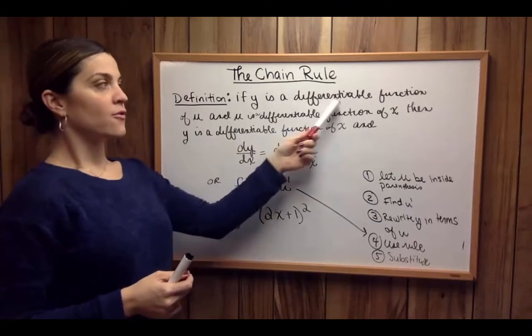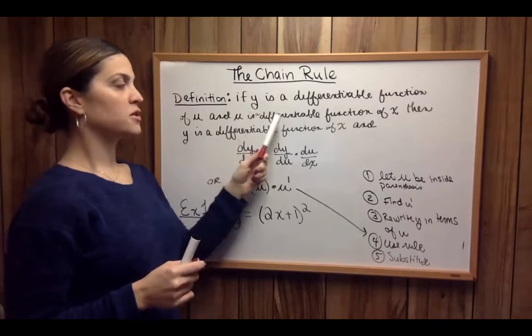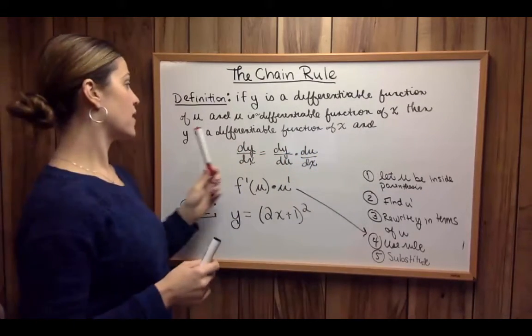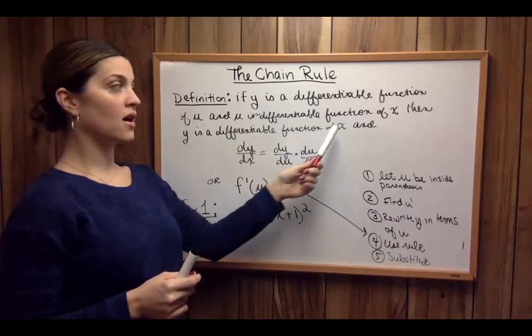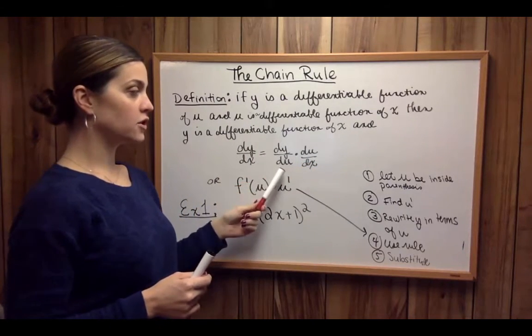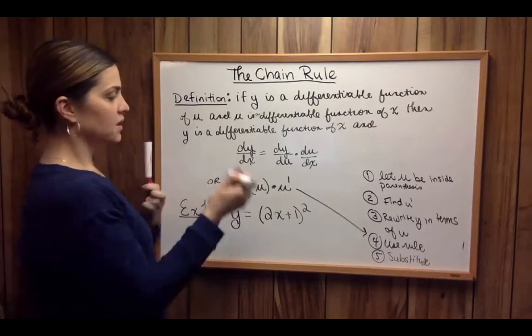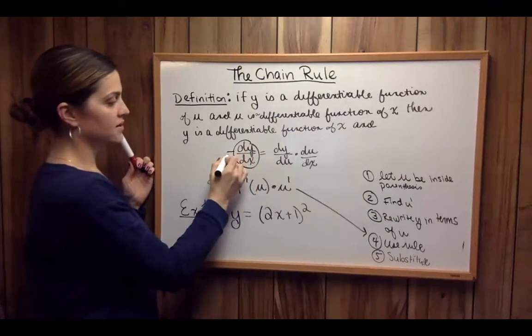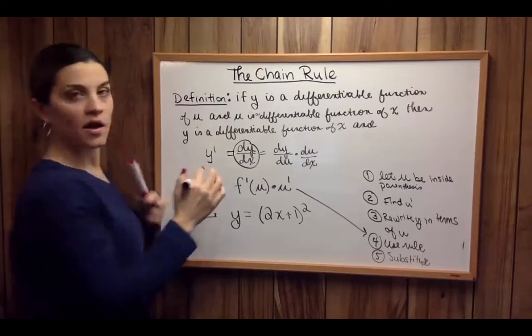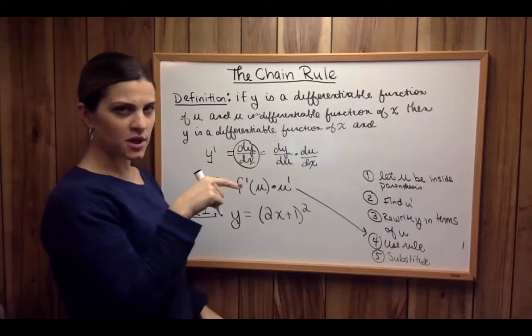If y is a differentiable function of u, and u is a differentiable function of x, then y is a differentiable function of x. And dy dx is equal to dy over du times du over dx. Now be mindful. We've been seeing dy dx is the same as y prime, f prime of x. Now notice what you're going to do, and remember what this notation means.